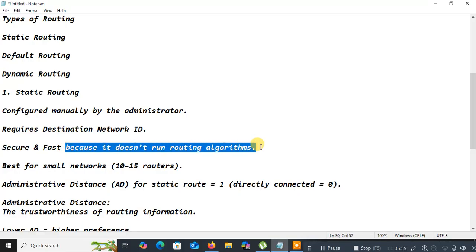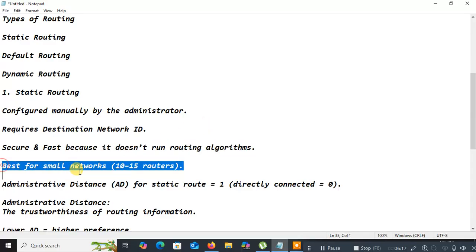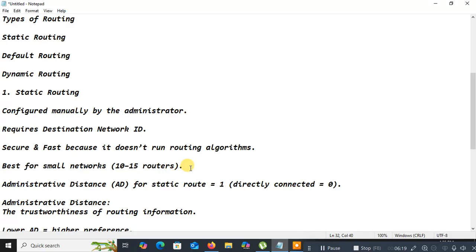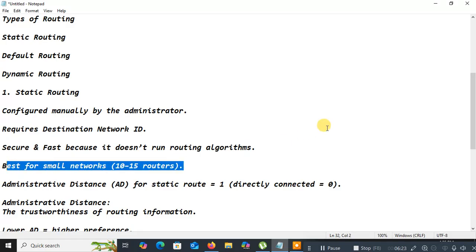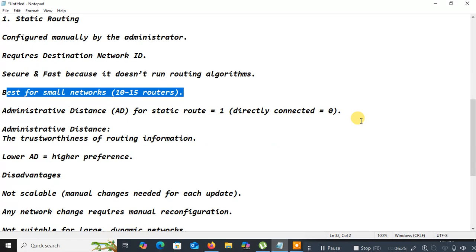It is very secure because we are configuring, and very fast because we don't need to run the algorithms. If the Cisco router runs an algorithm, it may take time to populate the best route, whereas here we are directly giving the best route. Then it takes very less time, and it is secure and fast. So this one is best for a small network. Suppose you have 10 to 15 routers, then static routing is the best one.